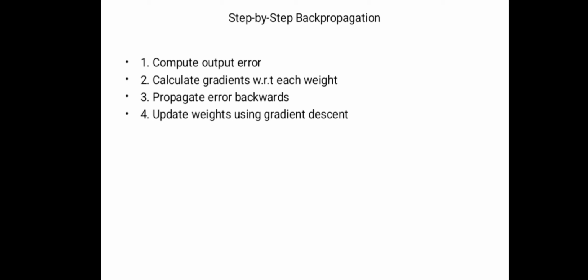Fourth, update weights using gradient descent. Finally, the model updates each weight to reduce the error in the next iteration. These steps are repeated many times over thousands of inputs. That's how a neural network learns and improves.